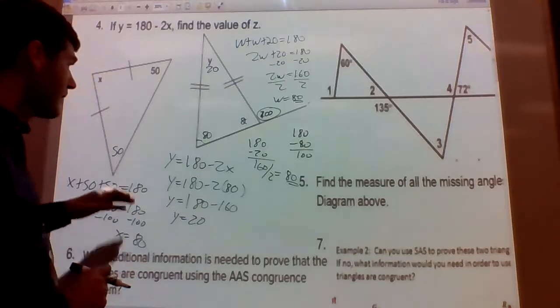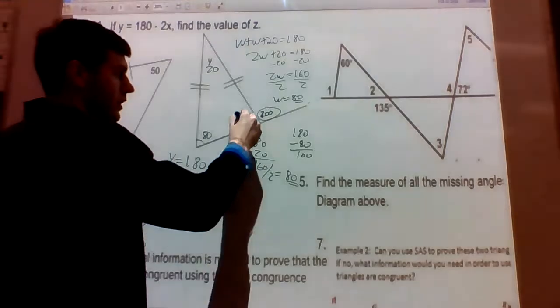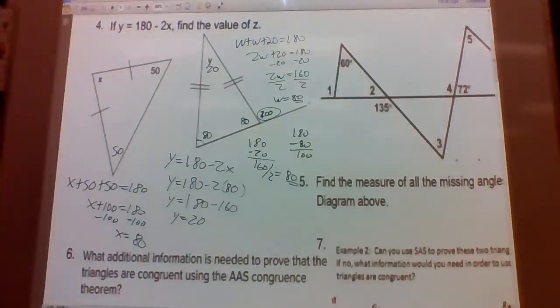So this one's got a few steps, but none of the steps in and of themselves are complicated. We're just doing it piece by piece, doing what you know. Try to figure out what you know, what you can figure out, instead of letting the problem overwhelm you.